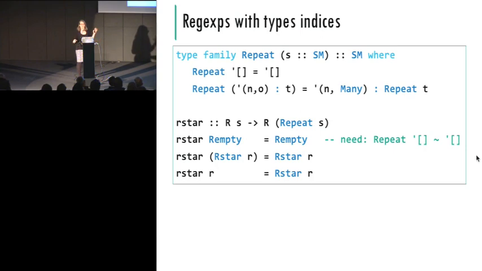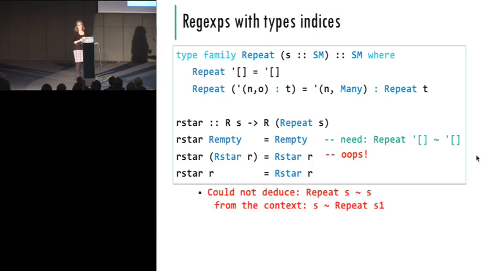And here we're going to get a type error. Haskell's going to tell us this. We type it into Haskell, and we get this error message. It says, I can't prove this thing. I can't know that repeat F is equal to F when I know that F is equal to repeat F1. So if R star, if R has type R F1, and then the whole thing has type R F, where F is equal to repeat F1.